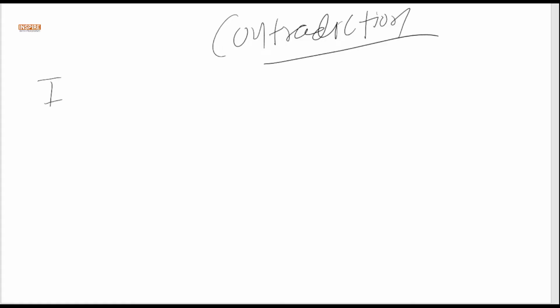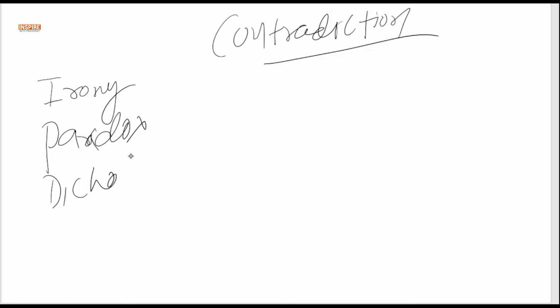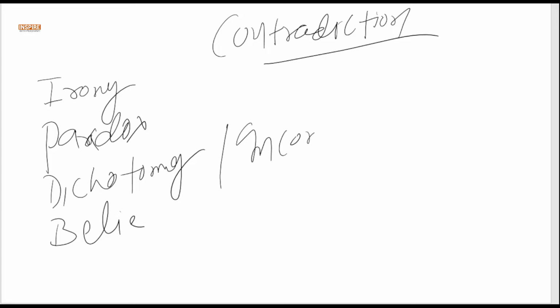Do you know the words like irony? Do you know the words like paradox? Do you know the word like dichotomy? Do you know the word which means to belie? Okay. Do you know the words like incongruity? When I talk about contradiction, what I mean to say is when things are inconsistent with each other, when things are going in opposite direction.